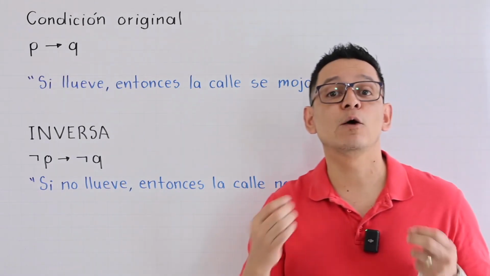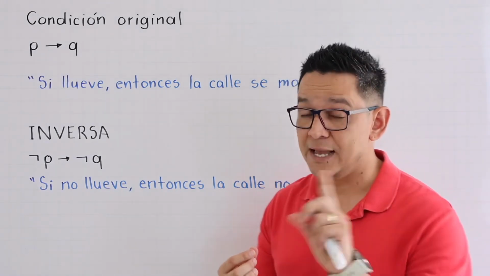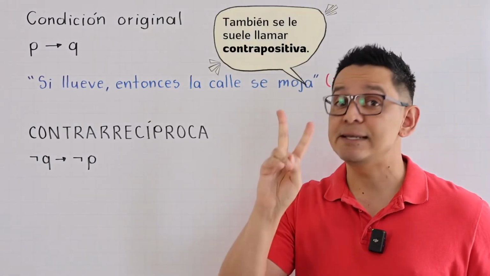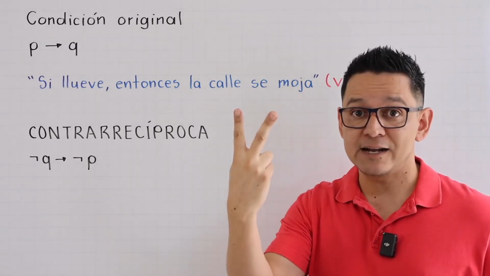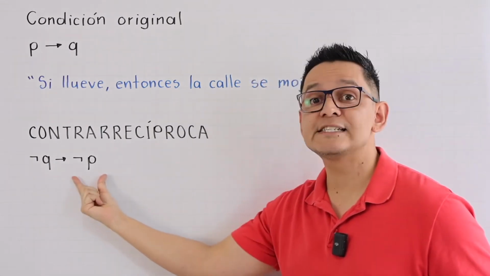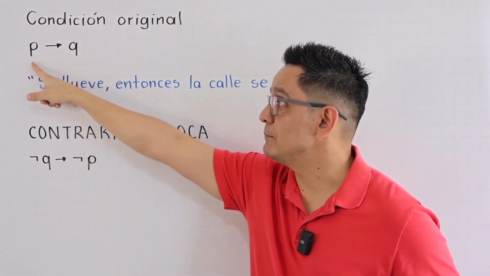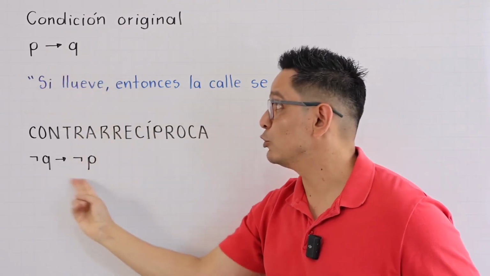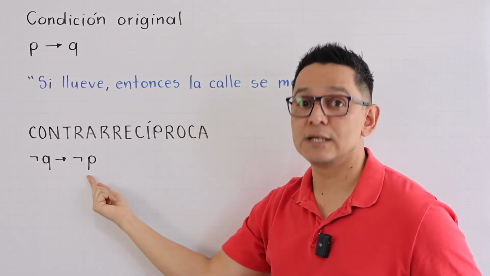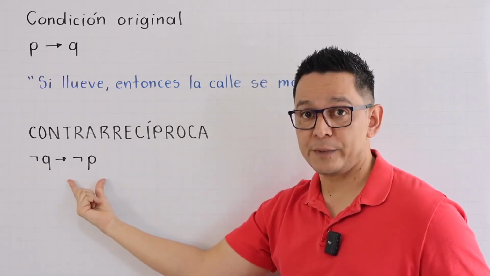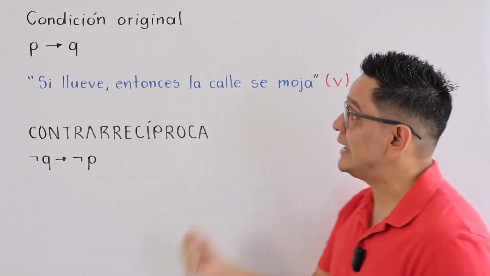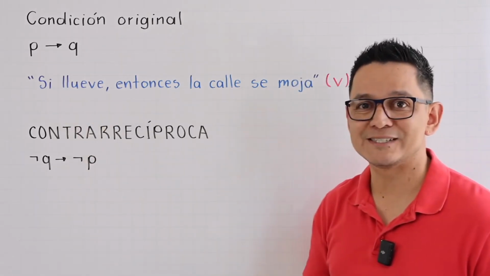And now let's go with the last variant, which is the contrapositive. Pay attention here because this one is a little more complex. In the contrapositive, we do two things. We flip the statement and also negate it. In this case, it would be, if not Q, then not P. Remember, before we had, if P, then Q. Here, we're flipping it. Notice that first we have Q and then we have P. And we're also negating, if not Q, then not P. For this specific case, it would be, if the street doesn't get wet, then it doesn't rain. Let's write it down.